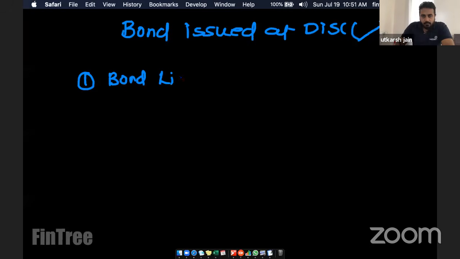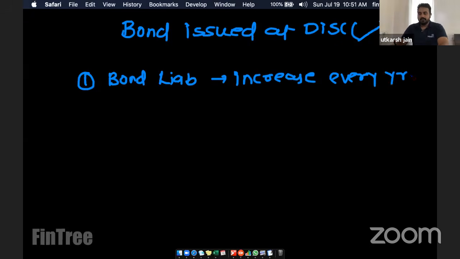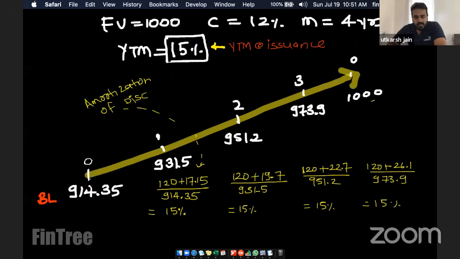So bond liability is going to increase every year, right? How do we know that? Because first year liability was 914, 931, 951, 973, and so on. So slowly liability is approaching towards par.